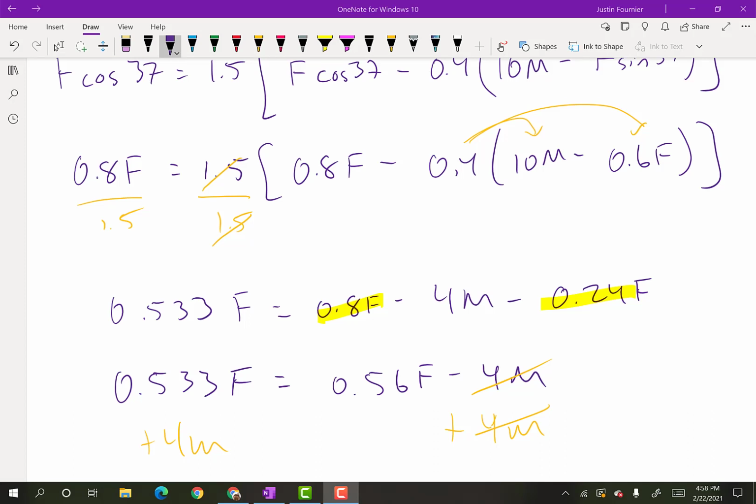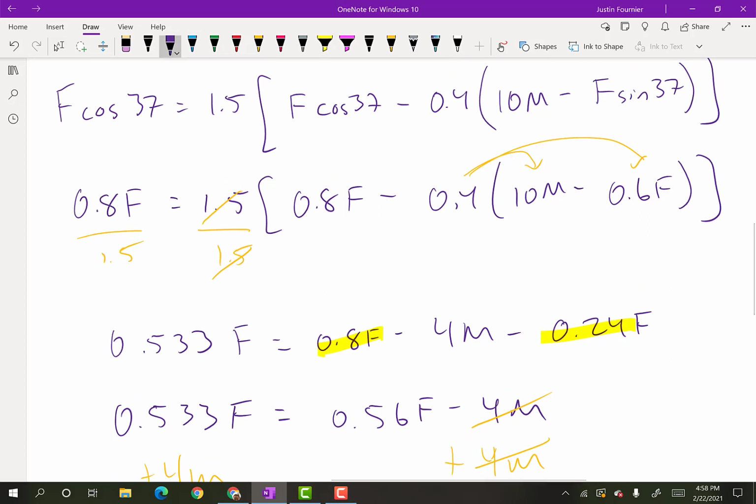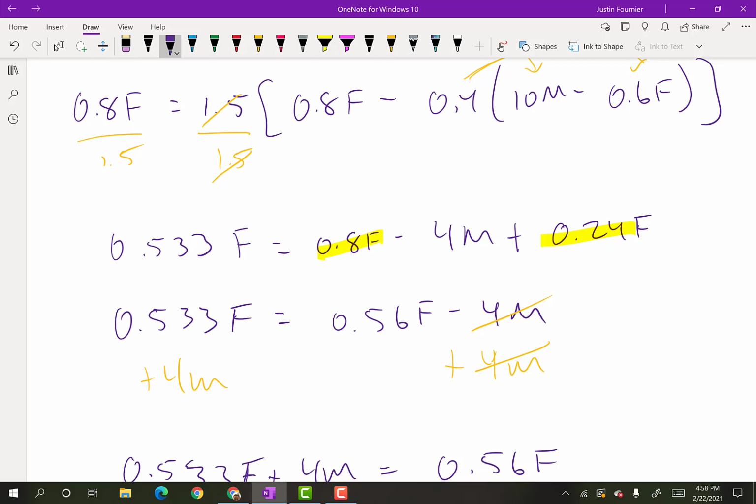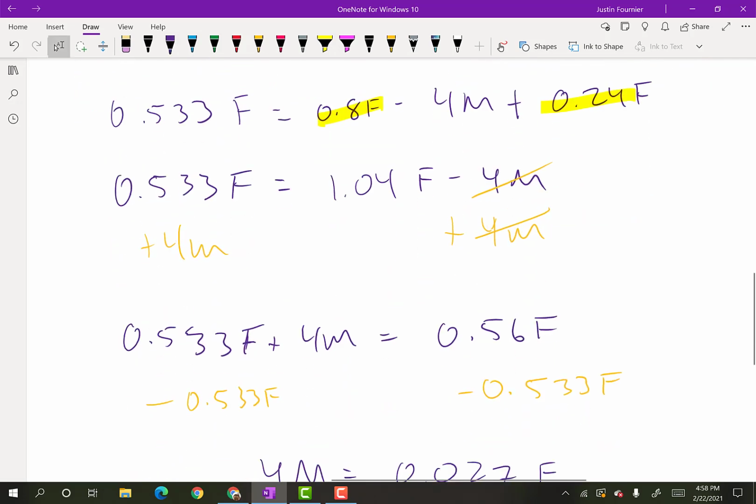Hi everybody, found my error. So my error is when I did this here. The 0.4, it's negative 0.4, gets distributed here and then gets distributed here. And so this negative times this negative is going to give me a positive. So this is actually positive. So now when I add up these two, it's going to be 1.04F. And now, again, I'm going to add 4m to both sides. So that gives you this.